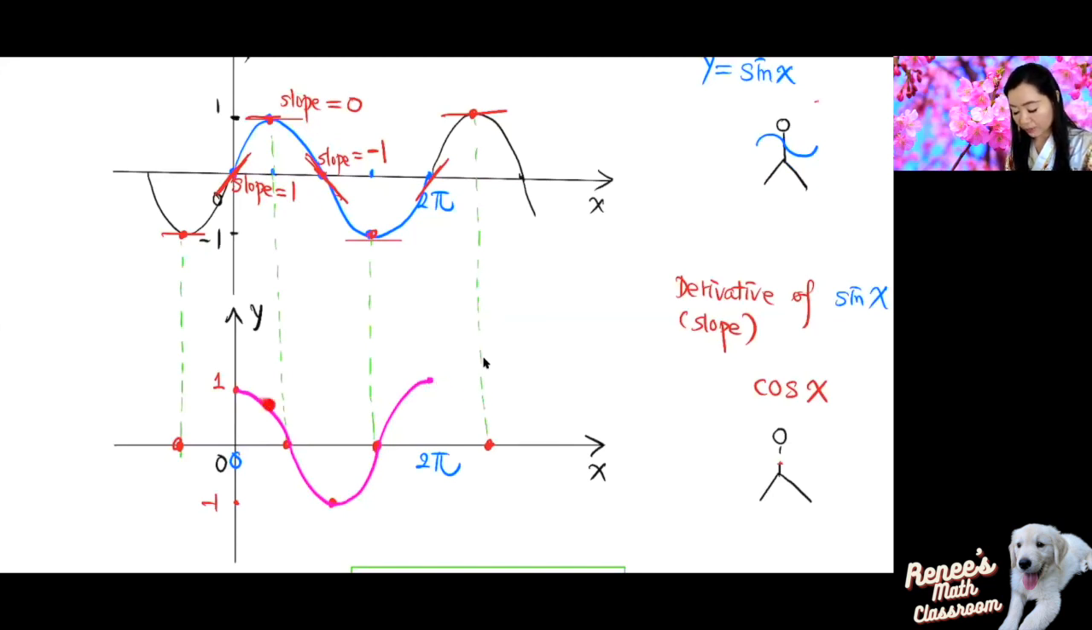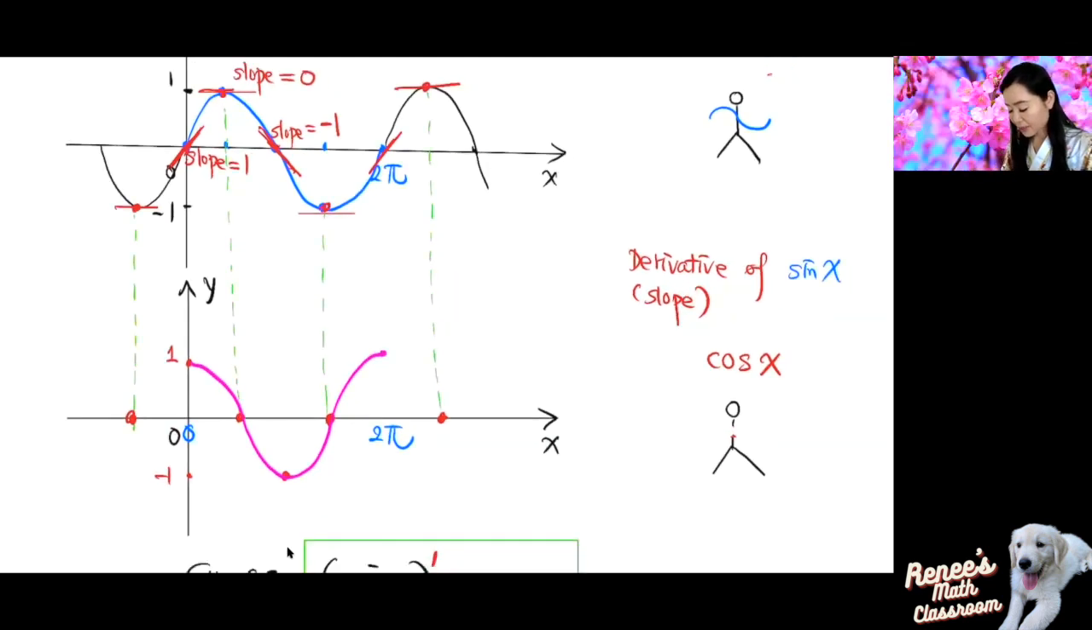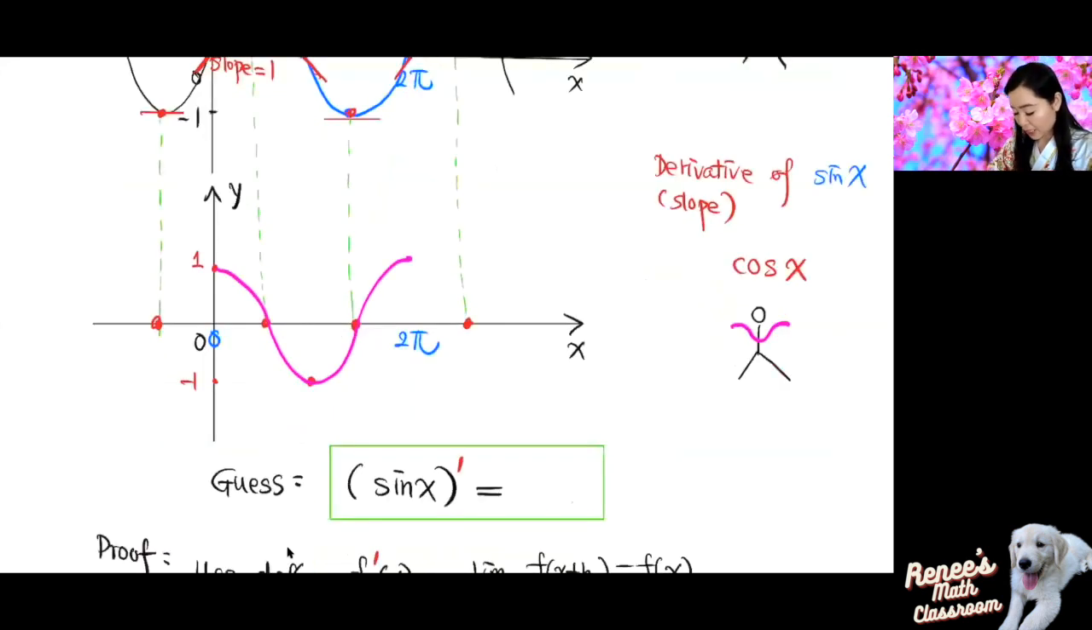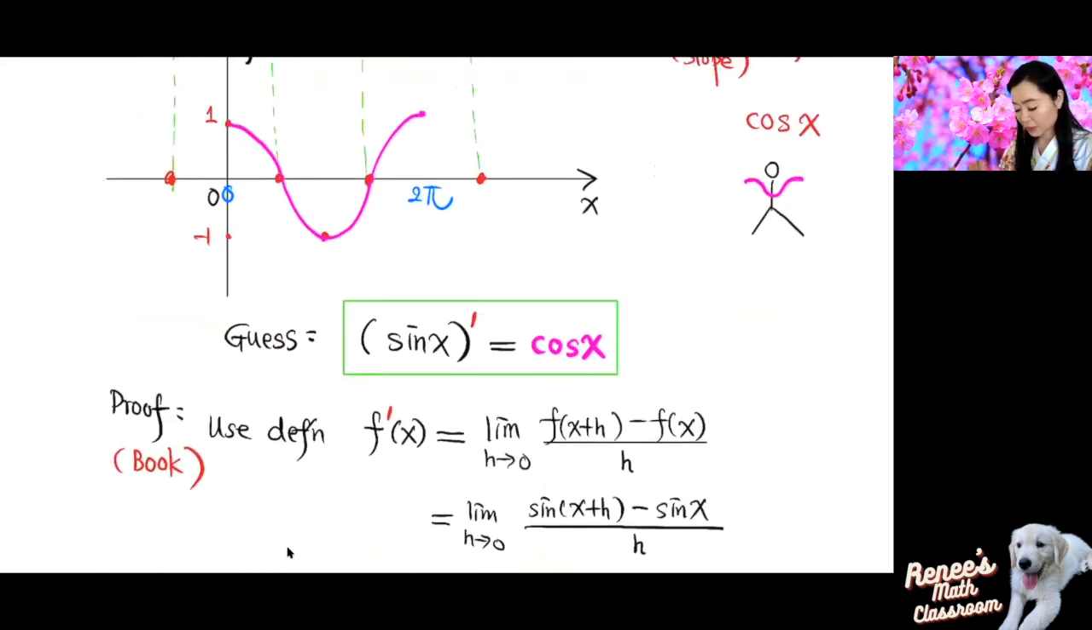So what kind of curve does it remind you of? What kind of function? The curve from 0 to 2 pi looks like this. What function? Cosine x, right? Yes, cosine x. So our guess over here is that the derivative of sine x is cosine x. So we guess that the derivative of sine x is equal to cosine x.